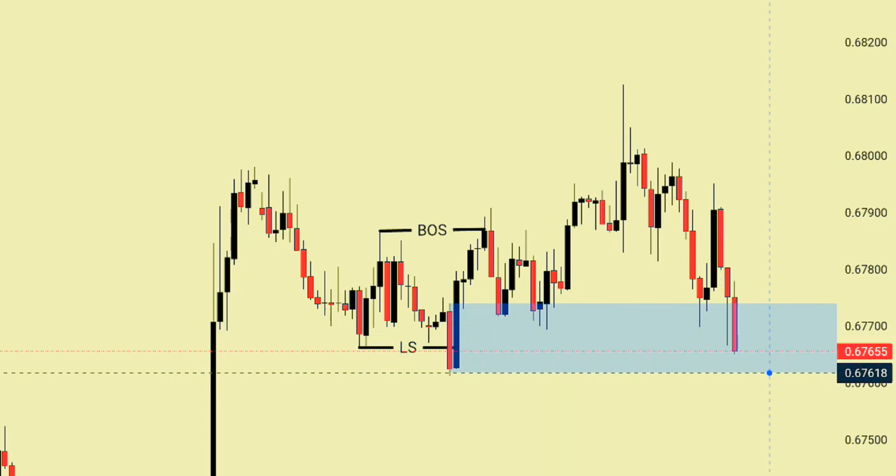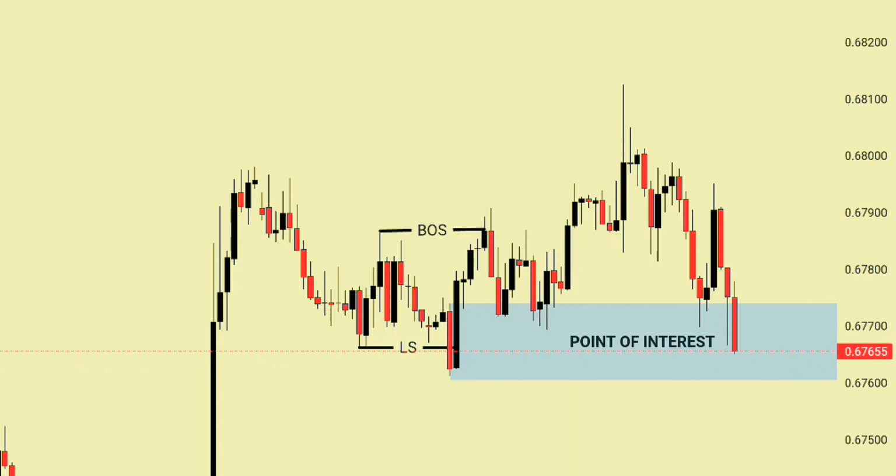Now, let's look at the point of interest. A point of interest is simply an area where smart money participants have previously entered substantial positions. On the chart, this zone was created before the bullish break of structure. When the market returns to this zone after sweeping liquidity, that is our first major sign of a potential bullish reaction. Why is this zone so powerful? Because it represents an area where institutional orders were originally placed. Institutions often come back to these areas to mitigate, rebalance, or re-enter their positions.